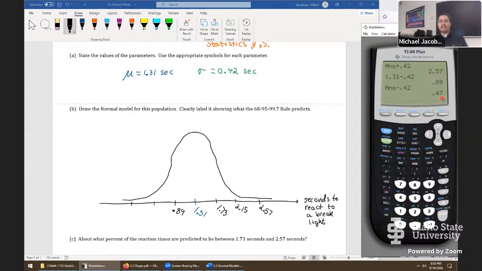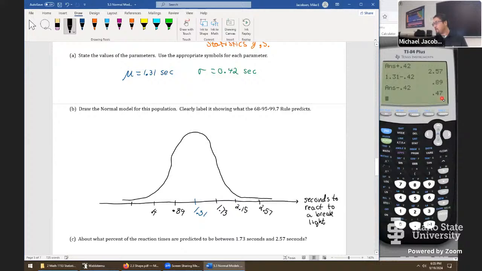These are people who had lots of caffeine or something, less than a half a second to react, but that's 2 standard deviations. That's abnormal. These are high reaction time people.